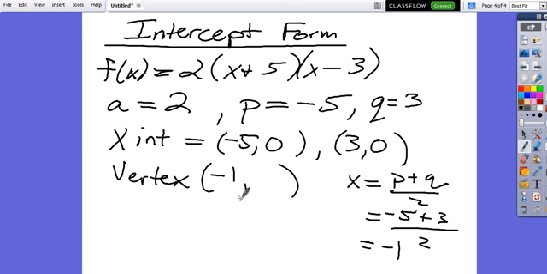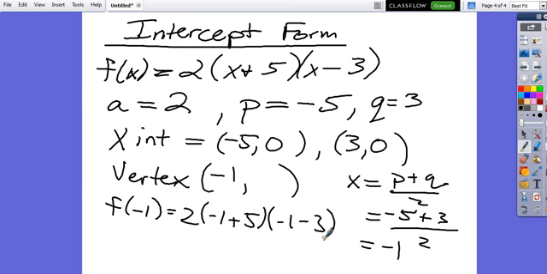So then to find the y value, you plug it back into your function. f(-1) equals 2 times (-1 plus 5) times (-1 minus 3). Once I've plugged things in, now I can simplify. -1 plus 5 is 4. -1 minus 3 is -4. So 4 times -4 is -16. Times 2 is -32. That's going to be a big number. I will not give you any that big. But I'm still going to write it in right now. So -32 is our y value.